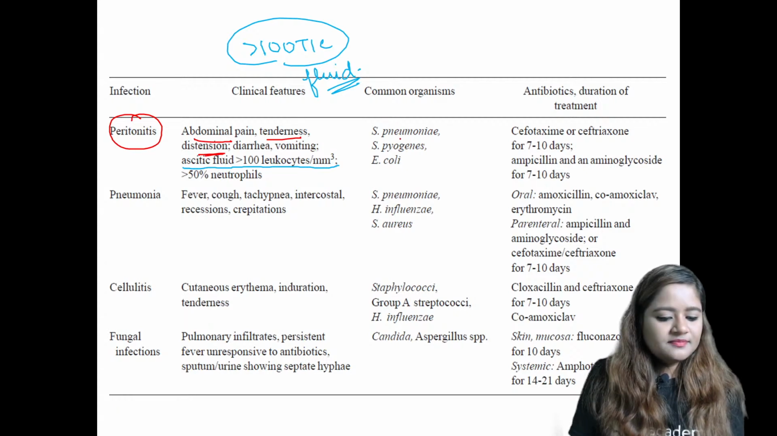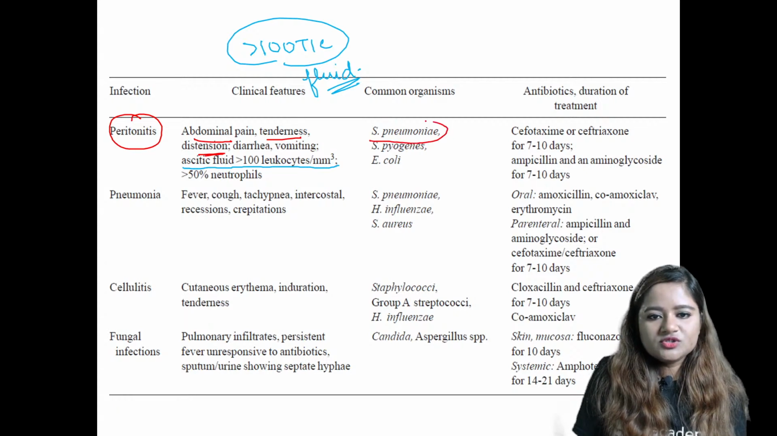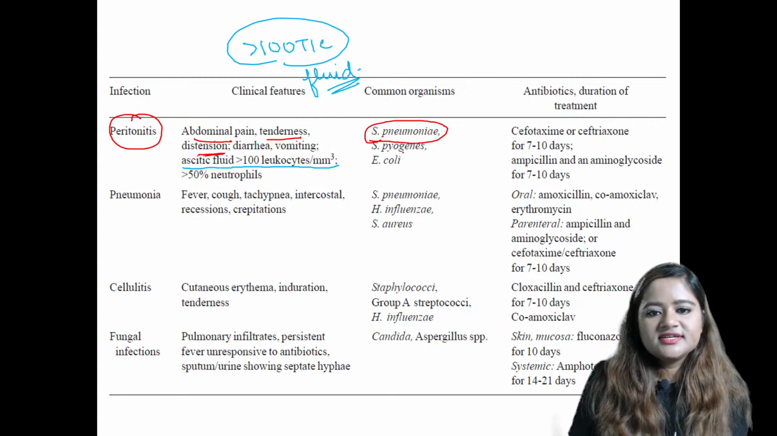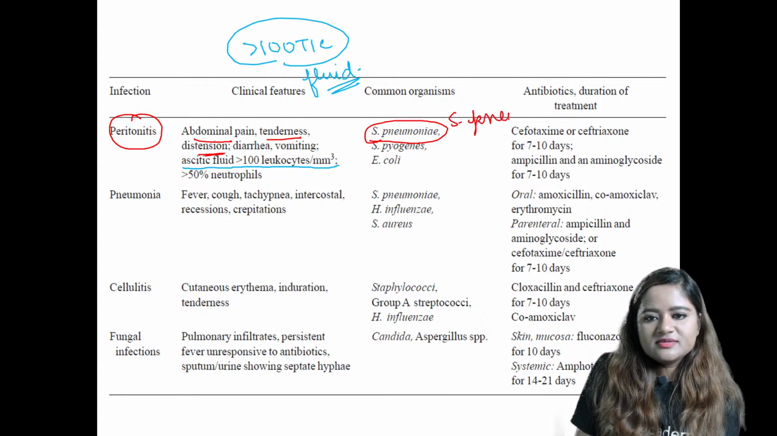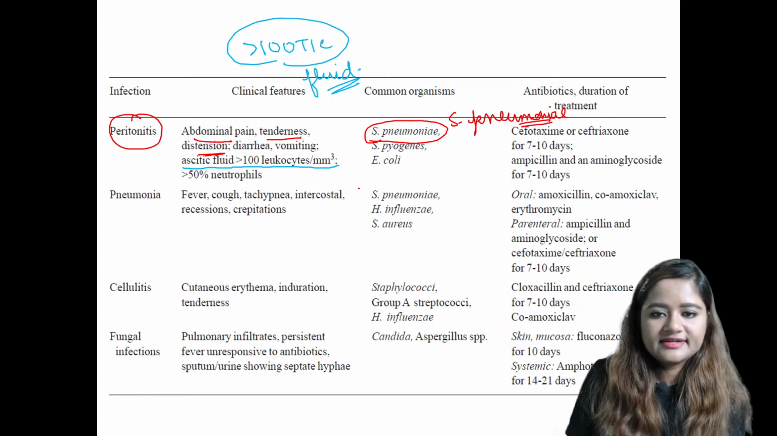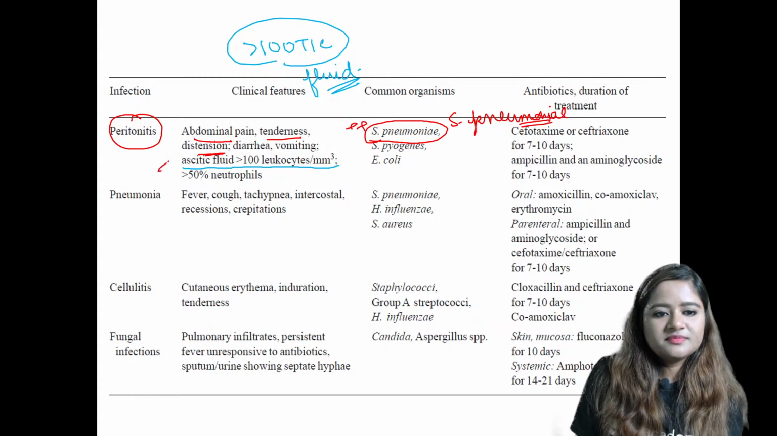Questions also come on the most common organism. So what is the most common organism causing peritonitis? It is Streptococcus pneumoniae. So S. pneumoniae is the most common organism that will lead to infection or peritonitis. Star mark questions, please make a note of it.